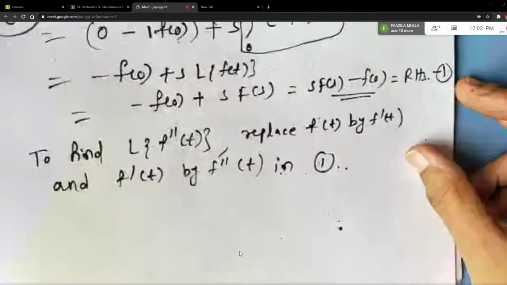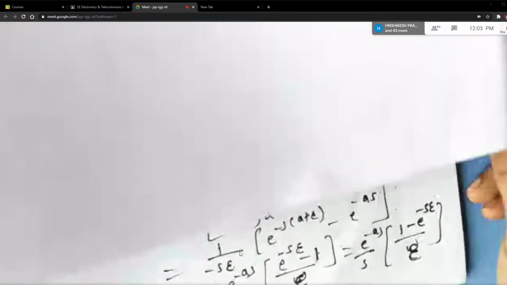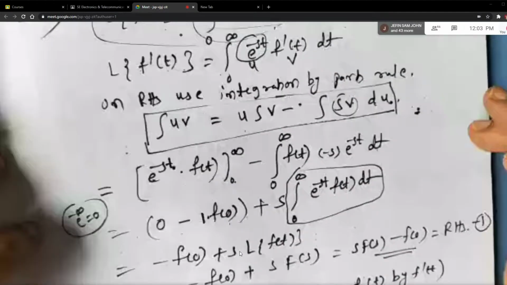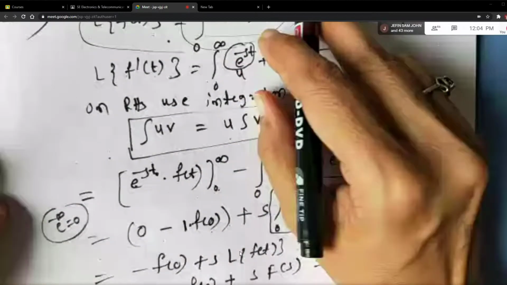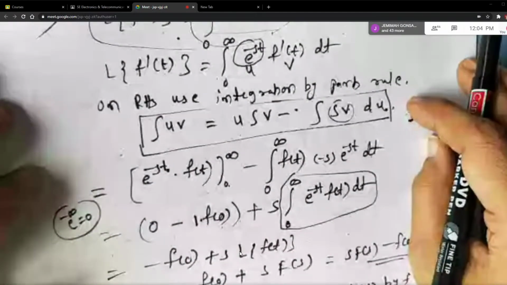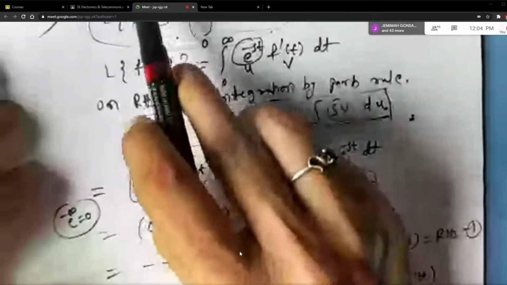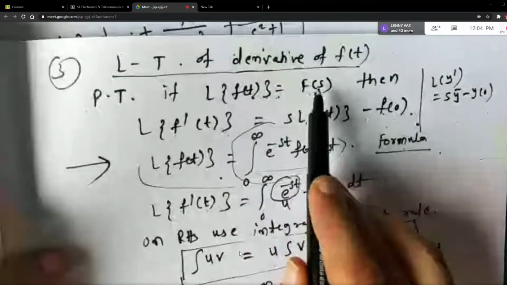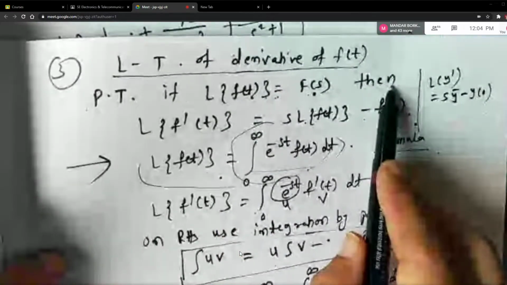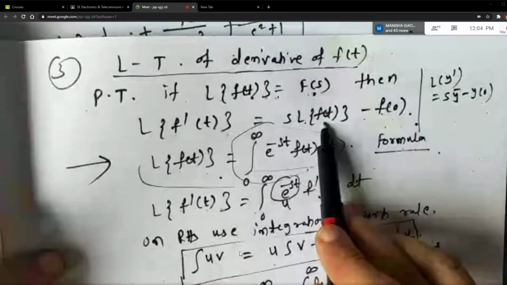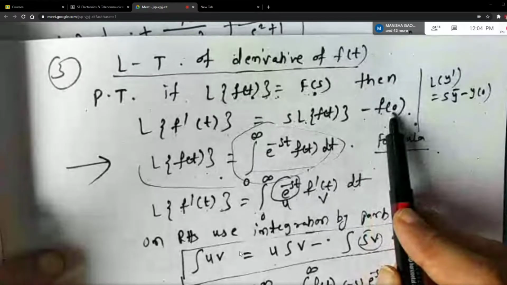Now let us go to the next formula, the third formula. Now see the third formula. It is Laplace transform of the derivative of f of t. Means what? This formula also we have used. Prove that if L of f of t is equal to F of s, then L of f dash of t is equal to s into L of f of t minus f of 0.